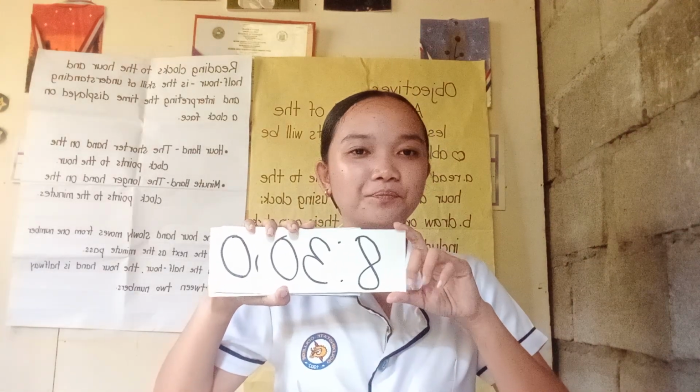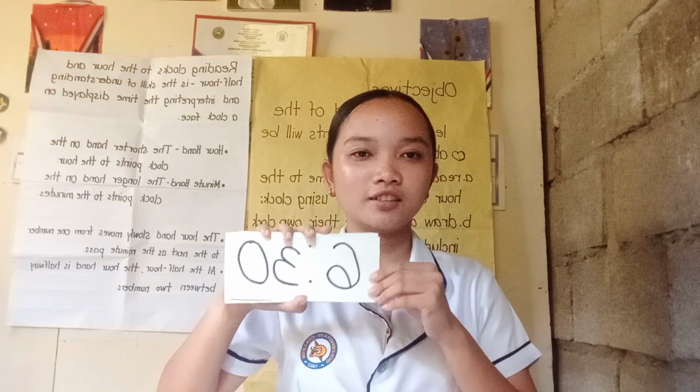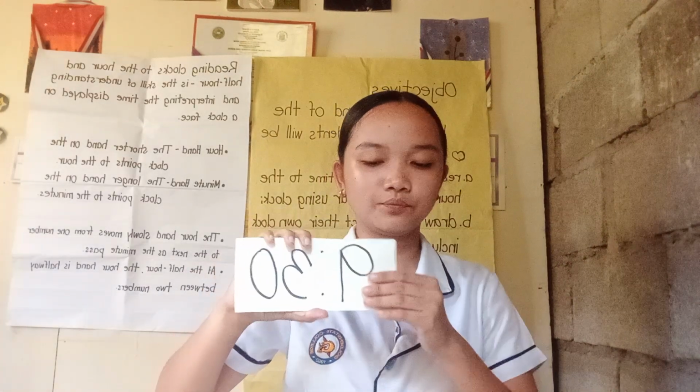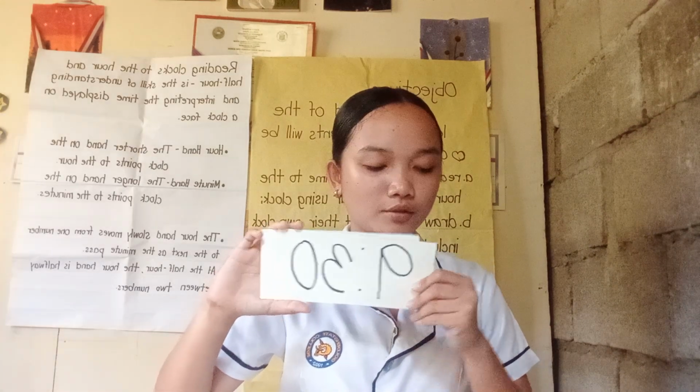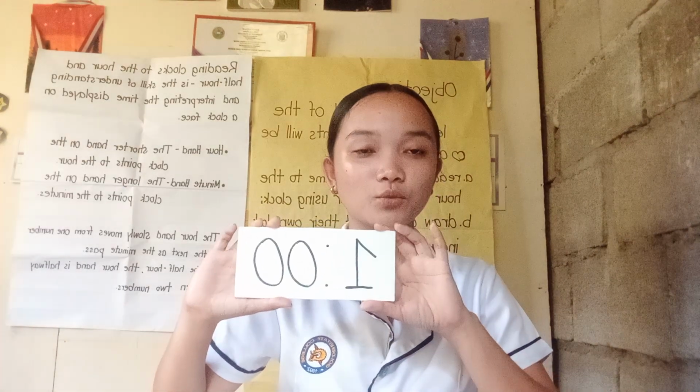Okay, number 1, 8:30. Okay, very good, group 1. Number 2, 6:30. Okay, very good, group 1. Group 2, number 3, 12 o'clock. Okay, very good, group 2. Number 4, 9:30. Okay, very good, group 2. So the last one is 1 o'clock. Okay, very good, group 1. So the winner is group 1.